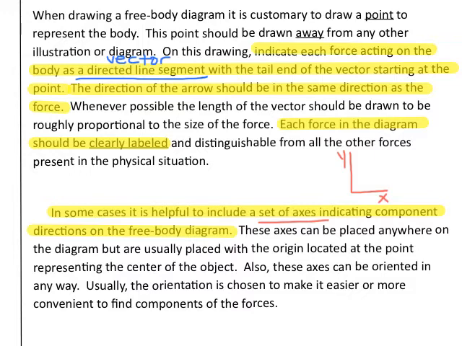They're going to get kind of crowded, so don't bother writing out the words. You want to use your variables. A capital F with a subscript is the easiest to remember. And then it's okay to draw a set of axes if it helps you to remember X and Y for your coordinate systems. Okay?